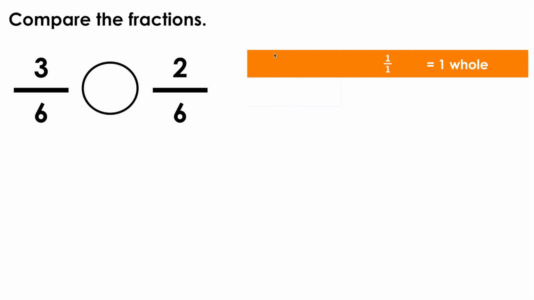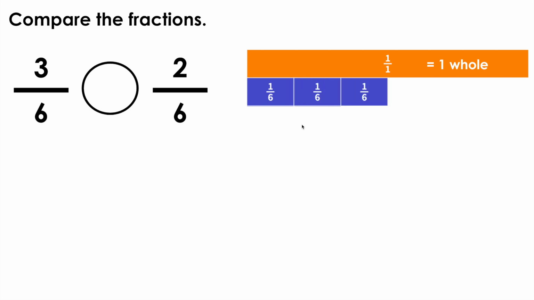Here we have one whole. Now let's represent 3/6. 1/6, 2/6, 3/6. Below, let's represent this fraction. We have 1/6, 2/6. We can see that 3/6 is closer to being one whole. It's halfway from being one whole. And we can see that 2/6 is clearly 1/6 less than 3/6.